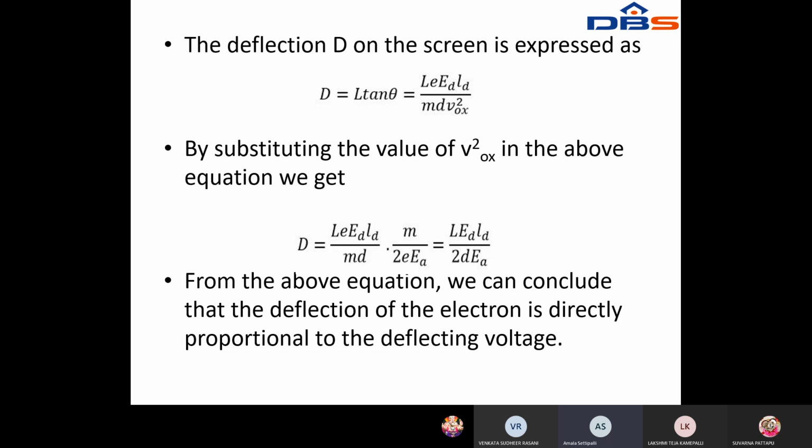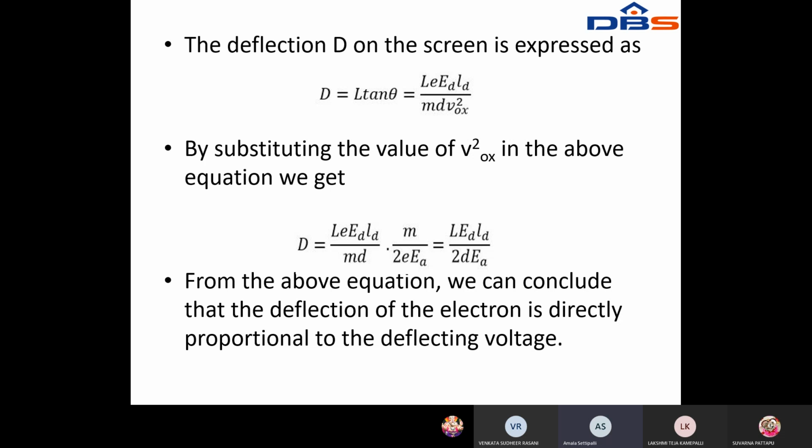Tan theta value you can get from the previous equation as e E_d l by m d v_0 square. So the deflection D on the screen will be expressed as D equal to L tan theta, that is equal to L e E_d l by m d v_0 square. By substituting the value of v_0 square in the above equation, you can get, v_0 square is nothing but 2eE_a by m. So m goes to the numerator and will be cancelled, e will also be cancelled. At that time you can get L E_d l by 2 d E_a.